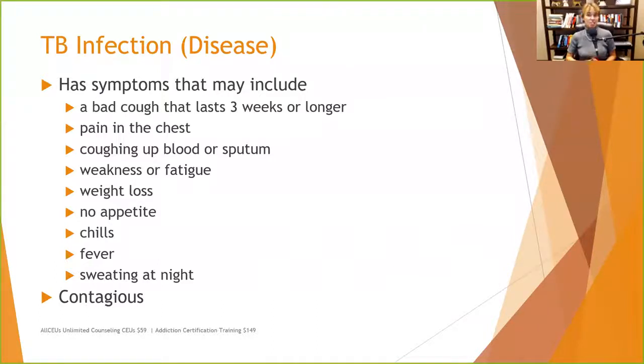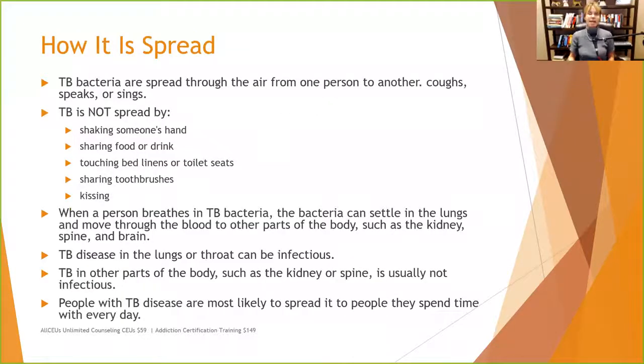It is contagious when somebody actively has symptoms of tuberculosis. So how is it spread? It is spread through the air from one person to another through coughing, speaking, or singing. So if you're sitting in relatively close proximity to somebody who has active TB infection, you can get infected. There's another reason why it's so important when you cough or sneeze that you sneeze and cough into your elbow instead of just out in the air.